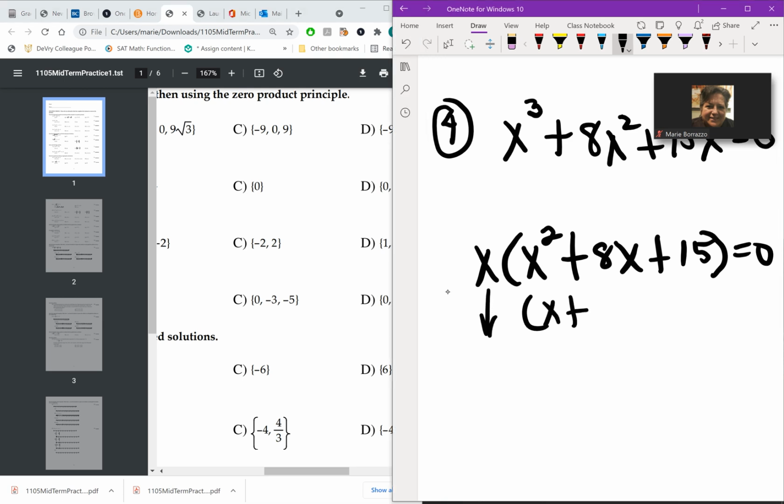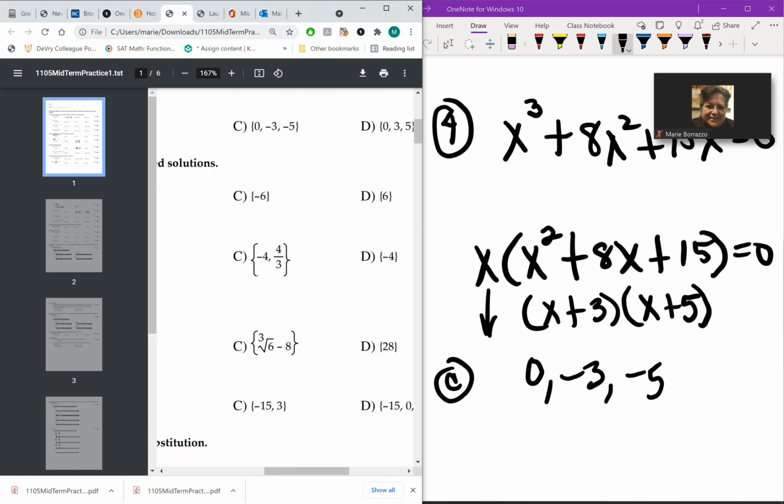This will be x plus 3, obviously, times x plus 5. And again, remember in FOIL you have the inner and outer, which gives you the 8x, and the 3 times 5, which gives you the 15. So your solutions are 0, negative 3, and negative 5, which is answer choice C for number 4.